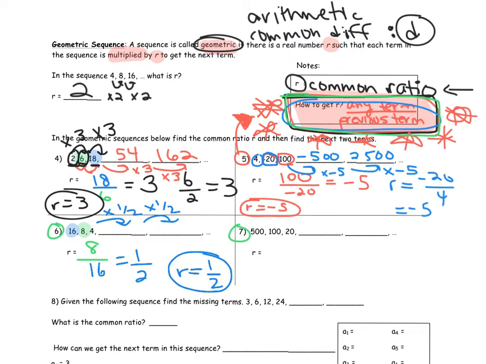Okay, really important. Make sure you're using this formula. Take any term, divide it by the previous term. So 4 times 1/2, that's 2. And 2 times 1/2 is 1.